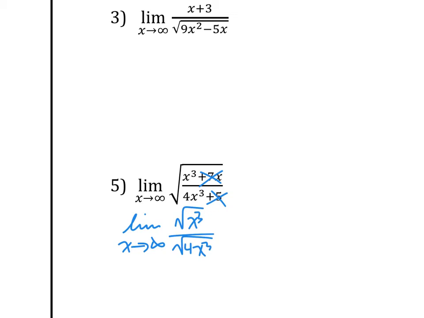Square root of x cubed is a little bit awkward. We want to write it in a simpler way. We can write it as x to the 3 over 2. Square root of 4 is just 2, so I'm going to write it as 2 times x to the 3 over 2. This is going to infinity, so I don't have to worry about the sign. The degrees are the same, so they cancel, and so then the limit is 1/2.